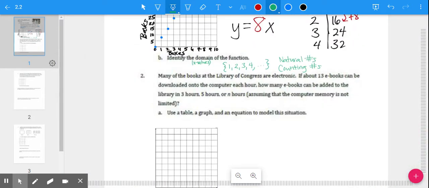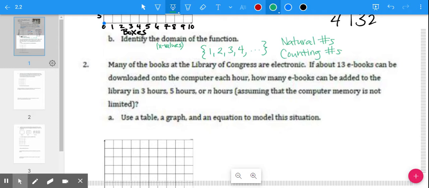So our next situation says many of the books at the Library of Congress are electronic. If about 13 books can be downloaded onto the computer each hour, how many ebooks can be added to the library in 3 hours, 5 hours, or in x hours? So the first thing we notice is that we're talking about 13 books downloaded each hour.